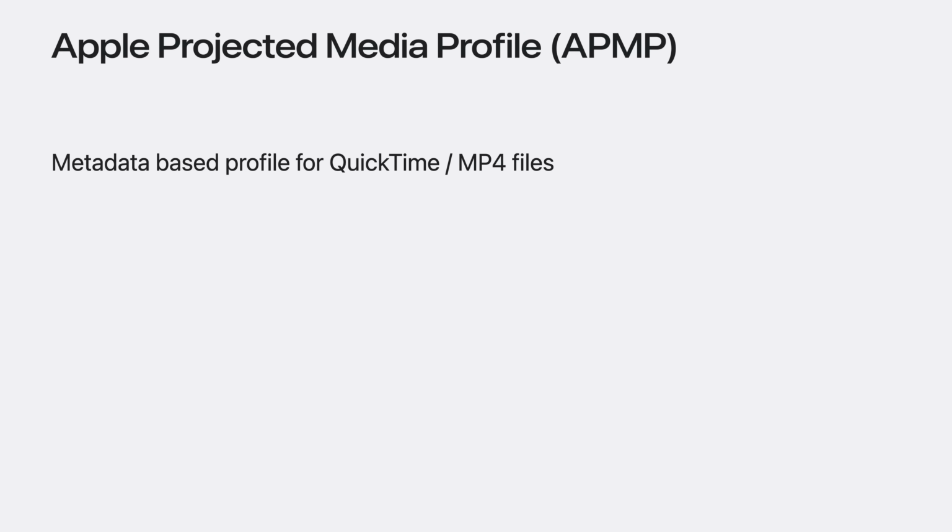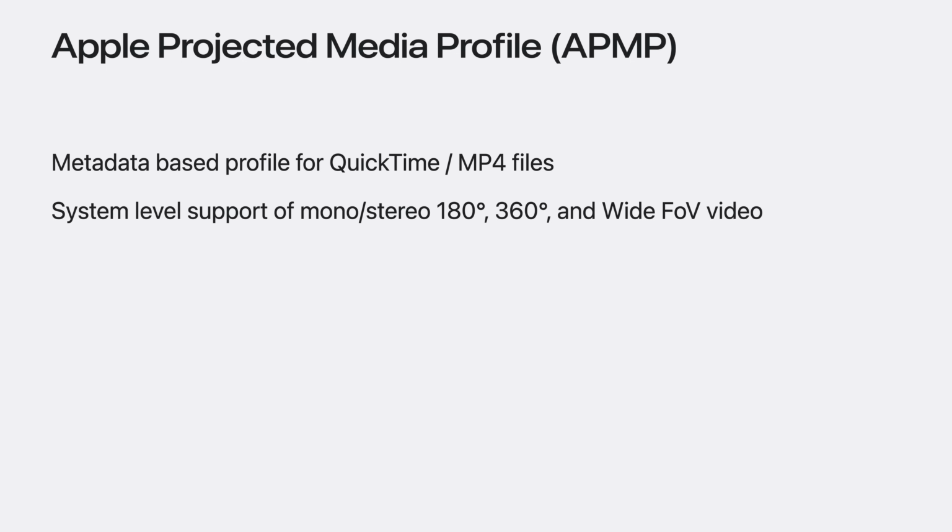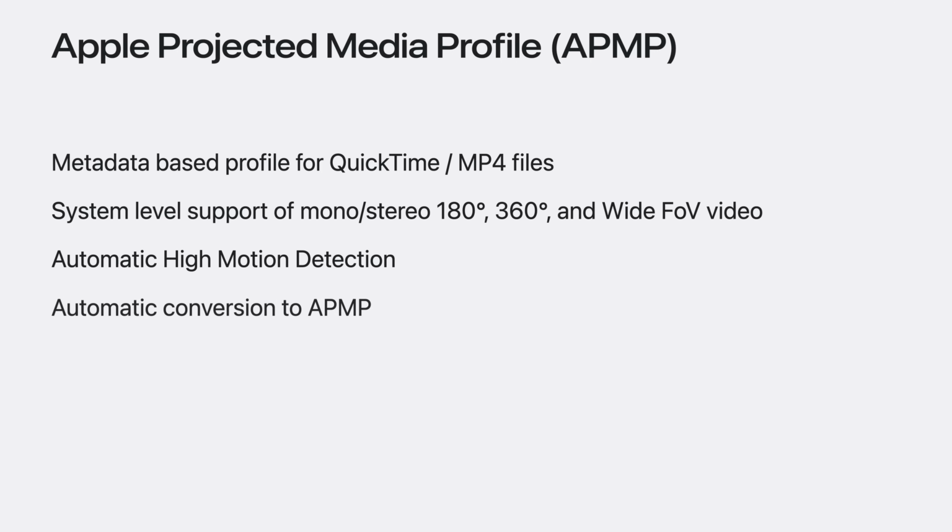The Apple Projected Media Profile, or APMP, is a metadata-based approach that allows QuickTime and MPEG-4 files to signal that they are 180, 360 degrees, or wide field of view. This is fundamental to enabling correct playback and editing workflows. We also built into APMP the ability to enable high motion detection, supporting viewer comfort when challenging content like action camera footage is presented immersively. And since there are many existing libraries of similar content taken by popular third-party cameras, visionOS will automatically generate APMP metadata for select third-party cameras.